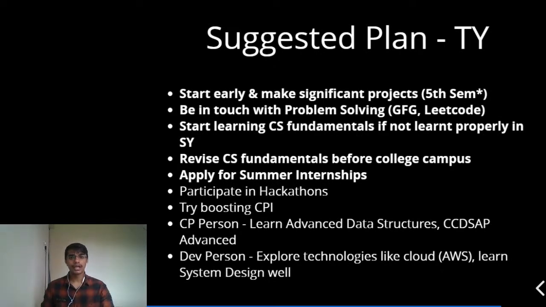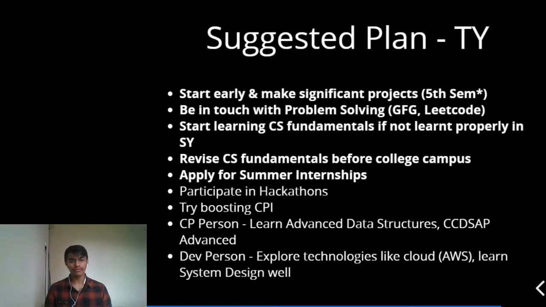So that's the thing. Start early and make a significant project in fifth semester. We do two major projects in fifth semester and sixth semester of the third year of our BTech course. In sixth semester, you get a lot less time because you have to revise all the subjects, because as soon as sixth semester is over, companies will be coming for placements. So you have a lot less time.